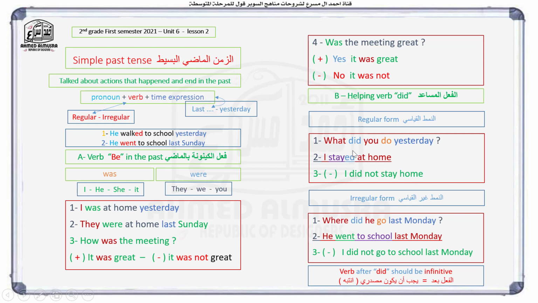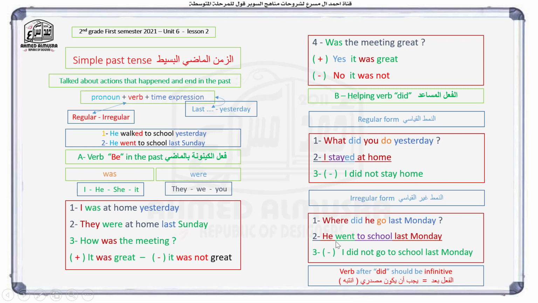If I want to make it negative, it will look like this. I did. It's coming from the ED. Did. I did not, because this one here is negative. I didn't stay home. And this is the simplified and easiest way to understand that the regular form will work like this.